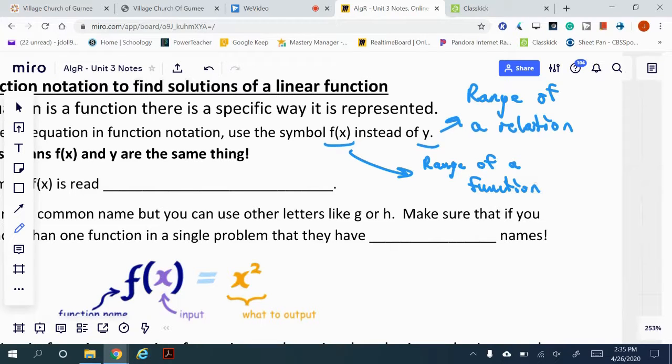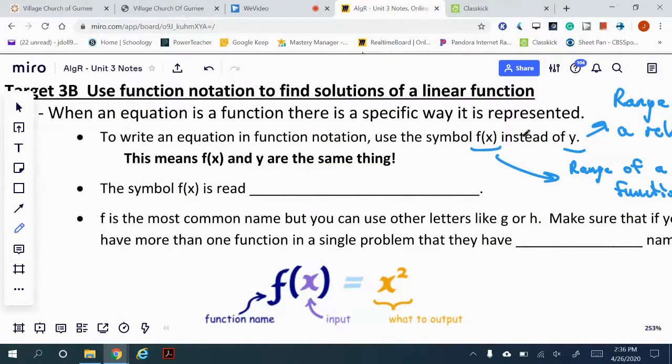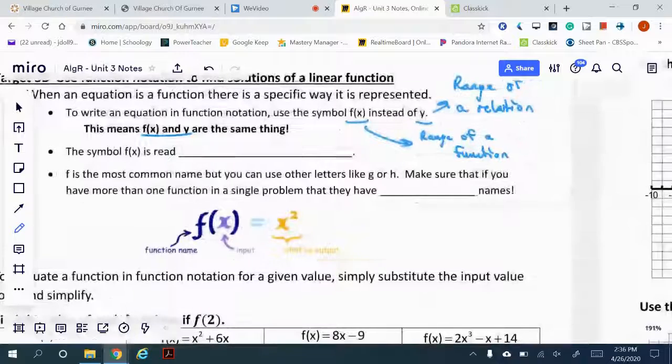So again, if we see y, well, we know it's a relation, but it's kind of unclear. Is it a relation that's only a relation, or is it a relation that's also a function? If we see f of x, we know automatically that, yes, it is a relation, but we know for sure that that relation is also a function. And here's the big takeaway, guys: f of x and y are really the same thing. They are expressing the range, the y coordinates, the input output values of our function. What we get after we put x in and get something out, that's our y value, that's our range, and that's not going to change.